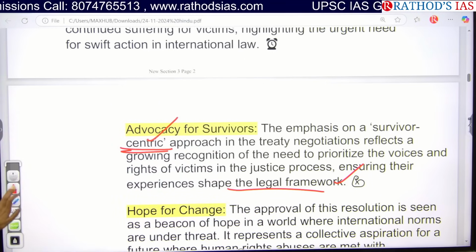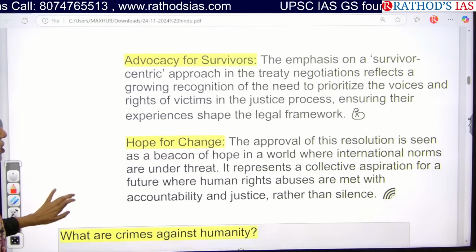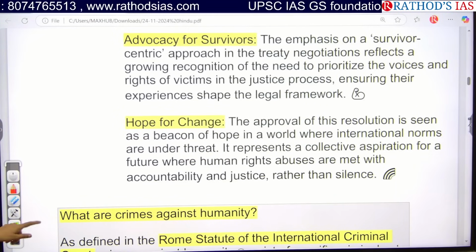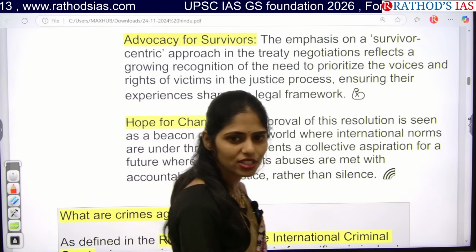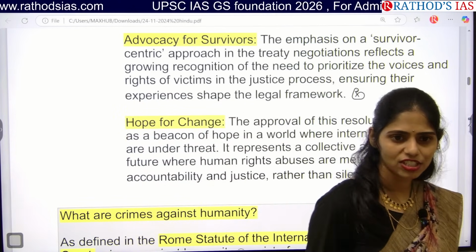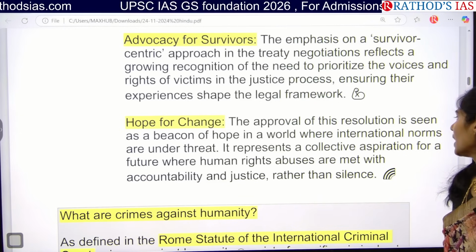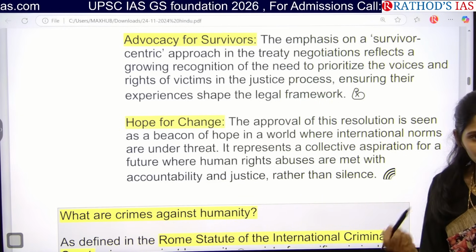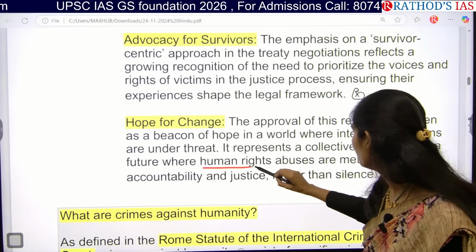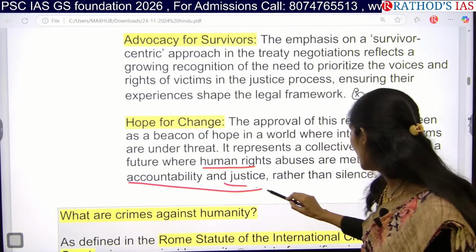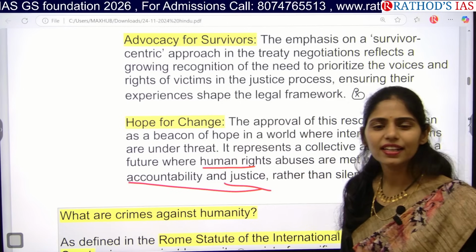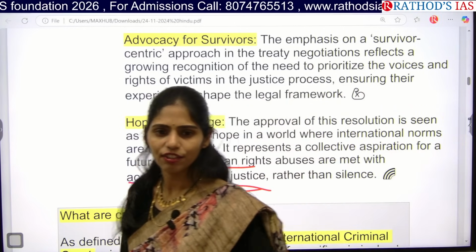Okay, next, because of this resolution, we are going to have a small hope in the world that whenever any type of crime happens, we have an international law which deals with this, so that in future we can prevent human rights abuses, and also ensure accountability and justice, rather than keeping silent on this kind of crimes.